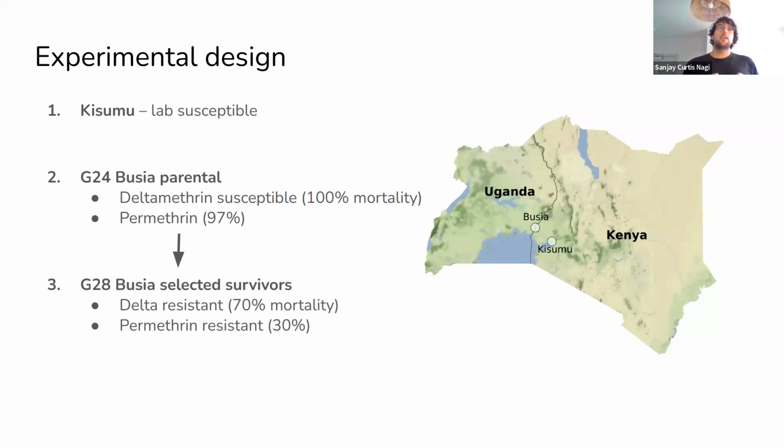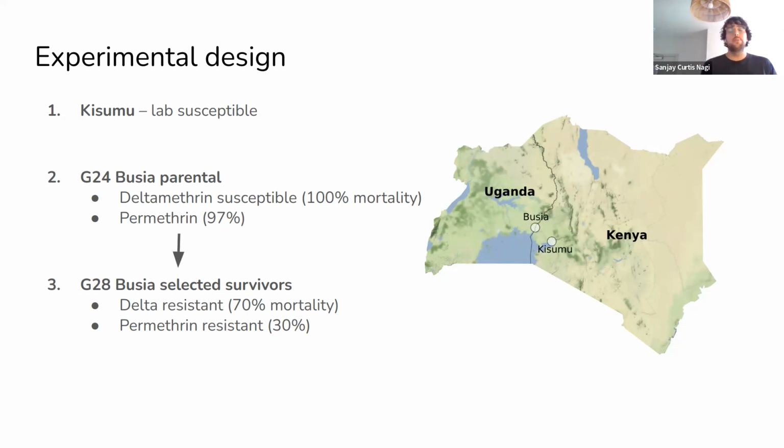So we had a G24 Busia strain, which had actually lost a lot of resistance when we were looking at it. At the point where we started the study, it was 100% susceptible to deltamethrin, and showed 97% mortality to permethrin. So it had lost most of its resistance while it had been in the lab and hadn't been selected.